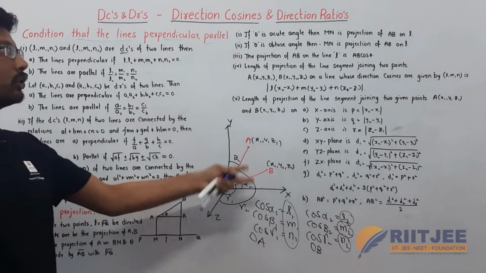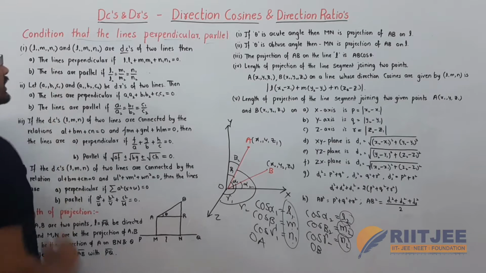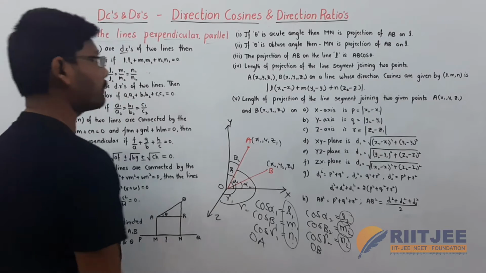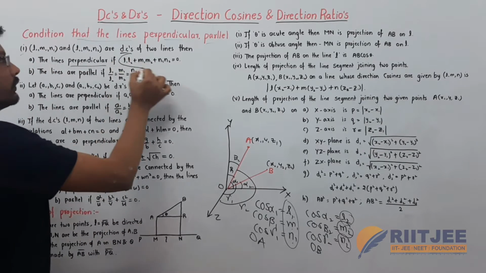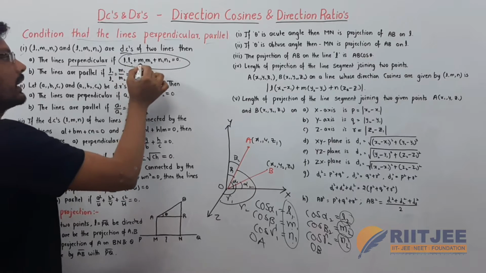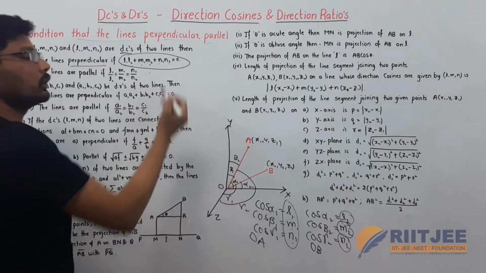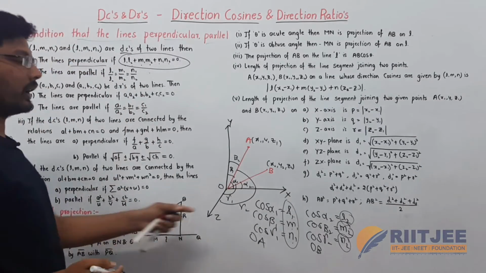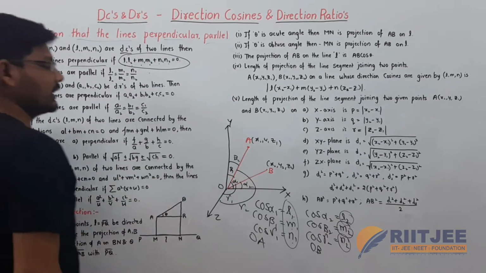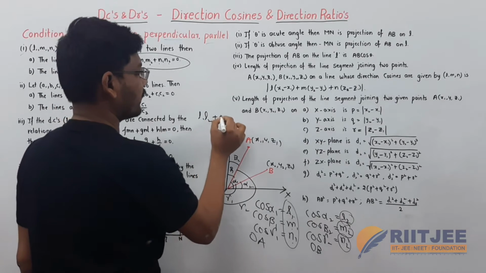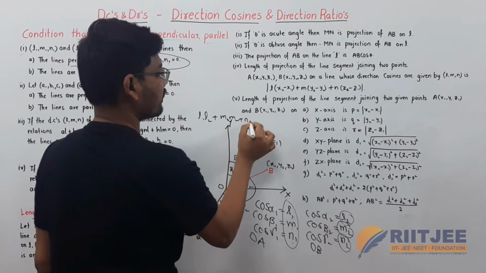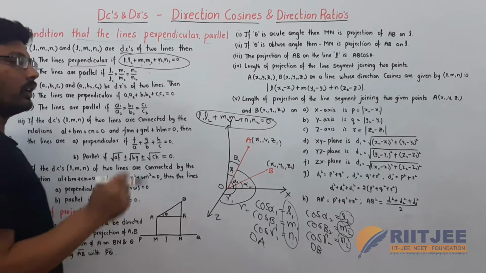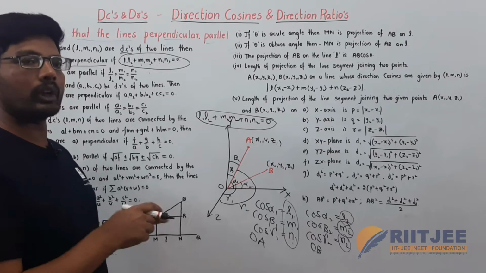Then the first condition is when these two lines are perpendicular. If the two lines OA and OB are perpendicular, the condition to satisfy is l1 l2 plus m1 m2 plus n1 n2 is equal to 0. This is the condition to remember for the lines OA and OB being perpendicular: l1 l2 plus m1 m2 plus n1 n2 is equal to 0. So this is the condition for perpendicularity of two lines in a 3D coordinate system, that is OA and OB.